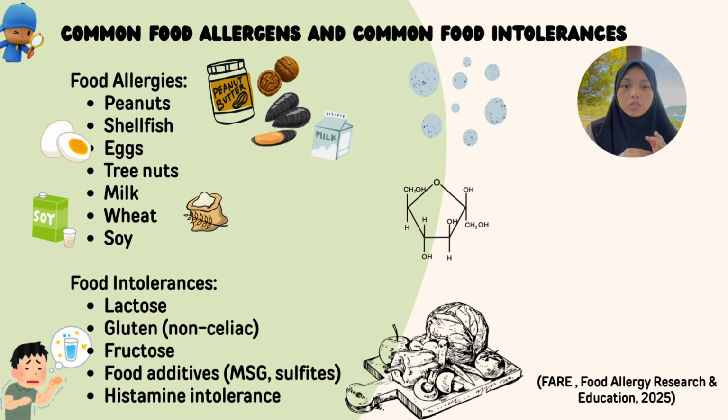Next, for food intolerance, the reaction is not caused by the immune system. Common intolerances include lactose, gluten for non-celiac individuals, fructose, certain food additives such as MSG or sulfite, and histamine intolerance. So overall, allergies involve the immune system, while intolerance mainly involves the digestive system.